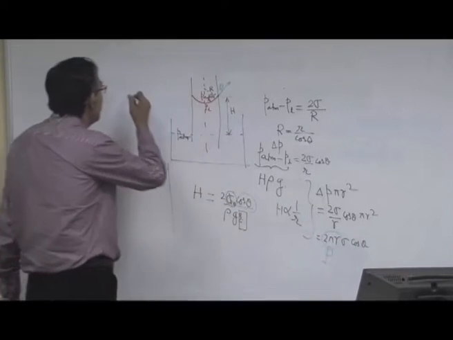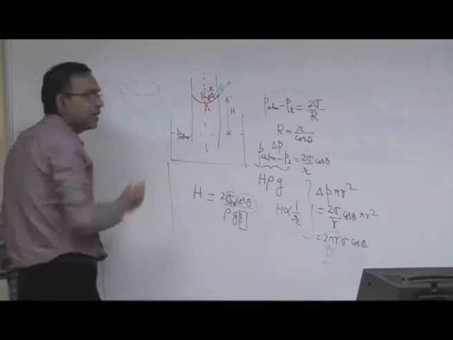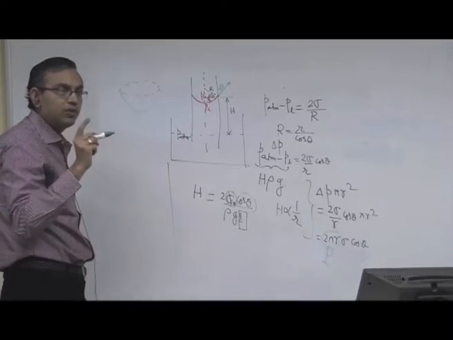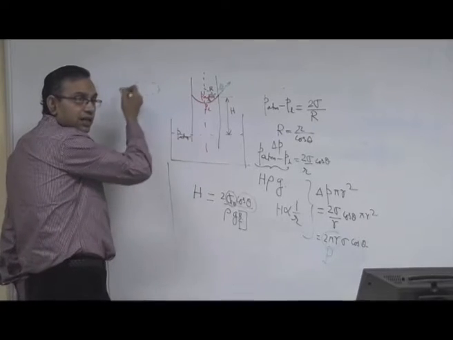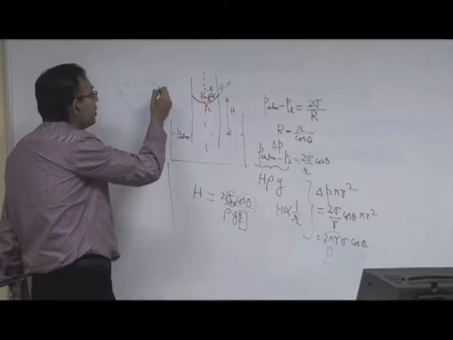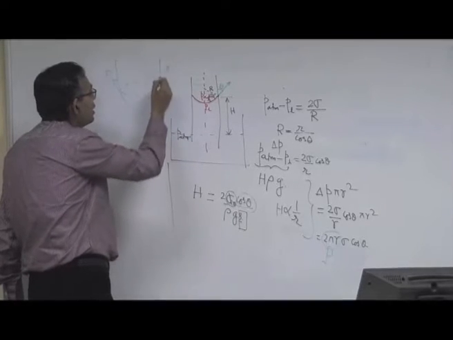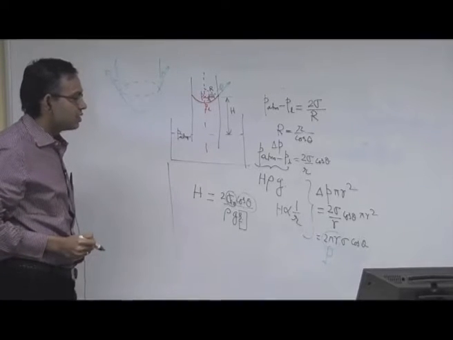So, if you look at the surface, it is actually like this. Surface tension is force per unit length. What is the length on which it is acting? Over this dotted line, that is 2 pi r. So, 2 pi r into sigma, and that is making an angle theta with the vertical. So, the vertical component is 2 pi r sigma cos theta.